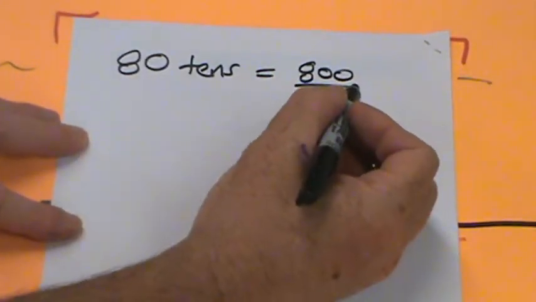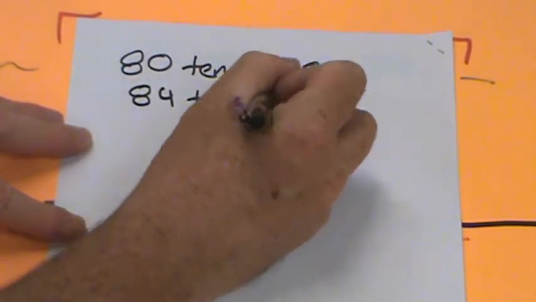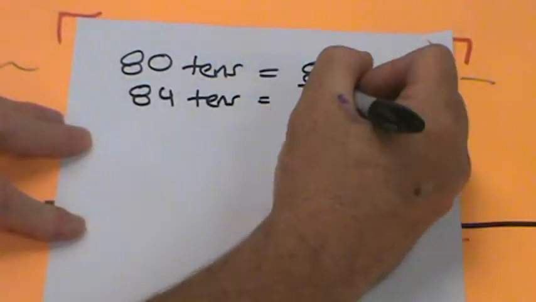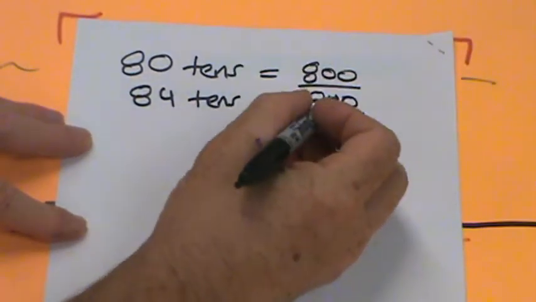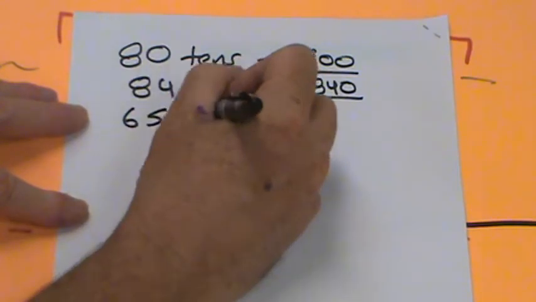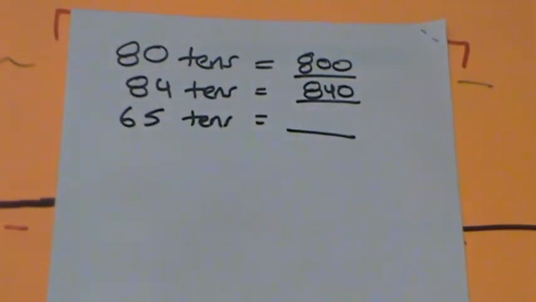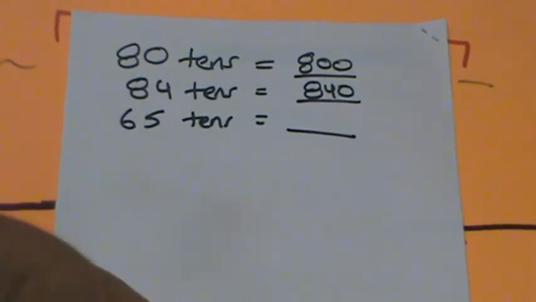Unit form, standard form. How about 84 tens? Watch what we do. Write the 84, put in a 0, 840. And finally, we're going to do 65 tens. I'm not going to give you the answer. I just want you to think about it in your mind and come up with the answer. So there is our fluency practice.